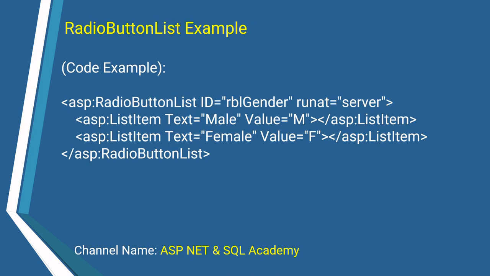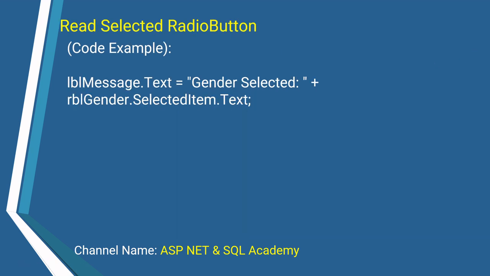The radio button list control allows users to pick only one option from a group, like gender or membership type. You can easily retrieve the selected value from a radio button list using the selected item property.